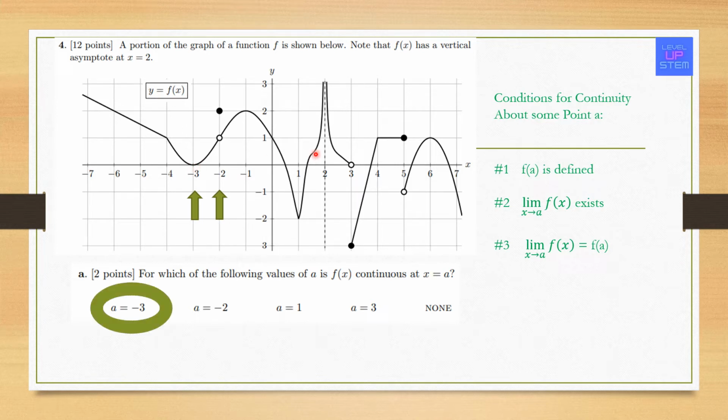Now let's look at -2. As we come from the negative, it looks like it's approaching y equals 1. As we come from the positive side, it's also approaching y equals 1. But as for this third point, the limit of f of x as x approaches a equals 1, but the actual f of a value is 2. So those don't agree. So that third condition is violated. So because of that, a equals -2 is not an answer.